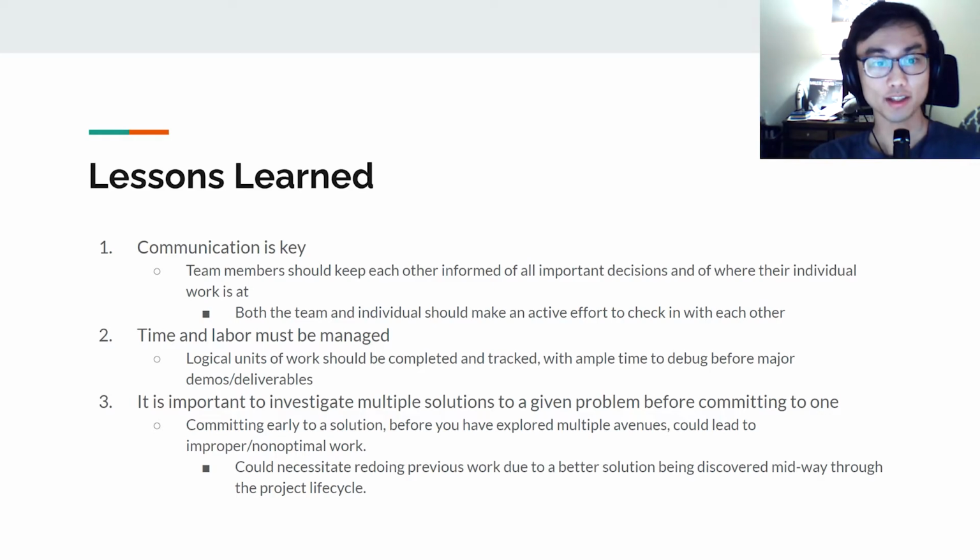The second lesson that we learned is that time and labor should be managed to the fullest extent possible. And by this we mean that logical units of work should be completed and tracked with ample time to debug before major demos of deliverables. And this is just to ensure that there is enough of a time cushion there in case anything goes wrong, which it often does in this world.